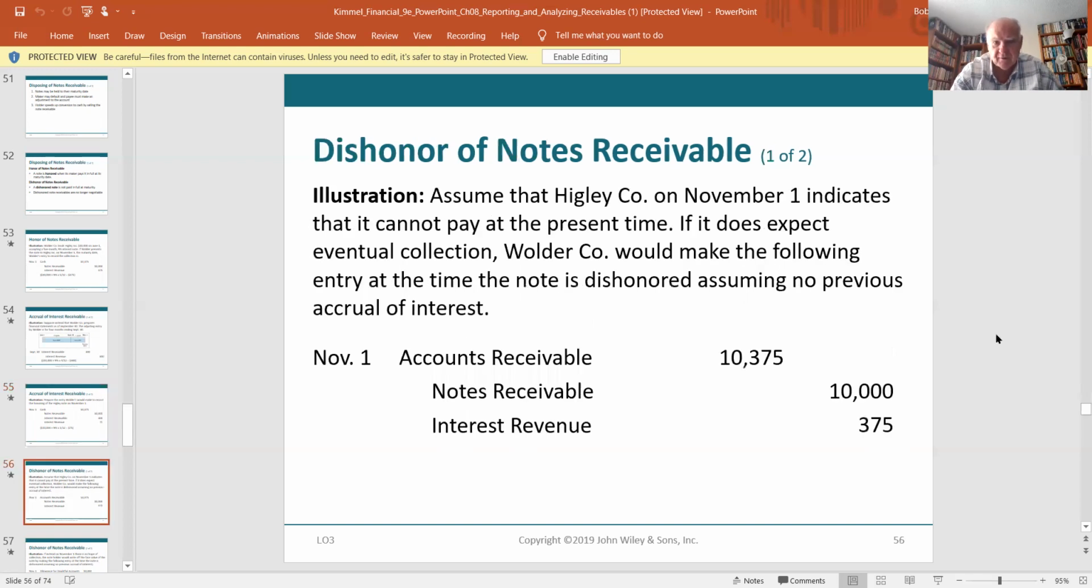So the notes I don't think are too tough. Now, what if a note is dishonored? Higley Company indicates it's not going to pay us. If it does expect eventual collection, we would make the following entry at the time. All you can really do with it is put it back into accounts receivable and credit notes receivable, and include the accrued interest in there too.